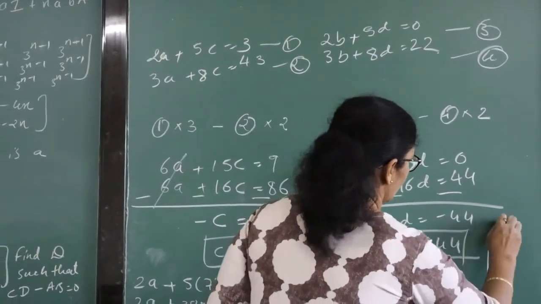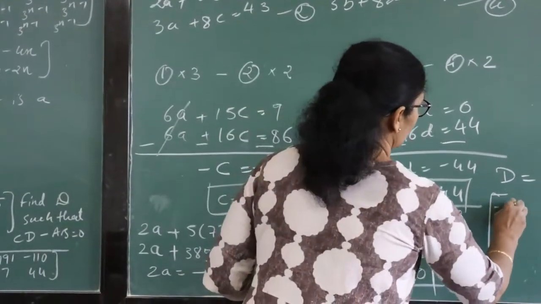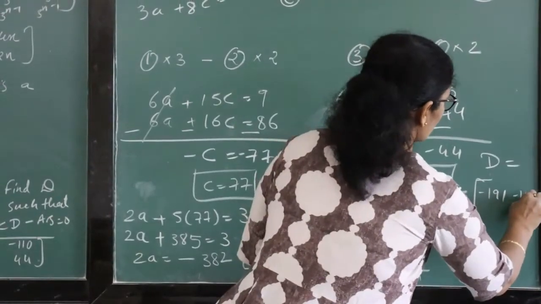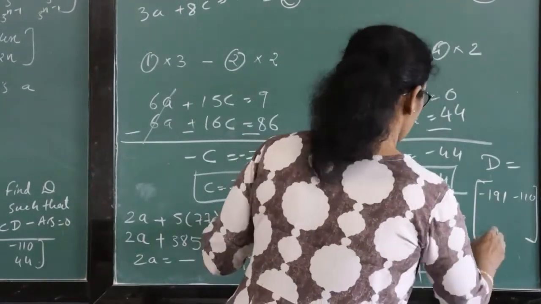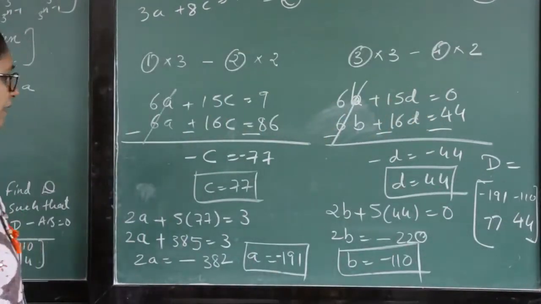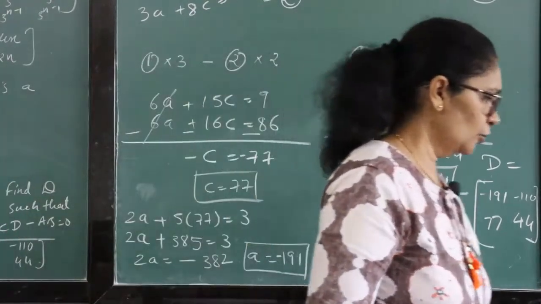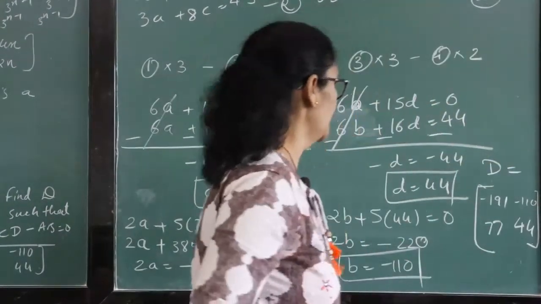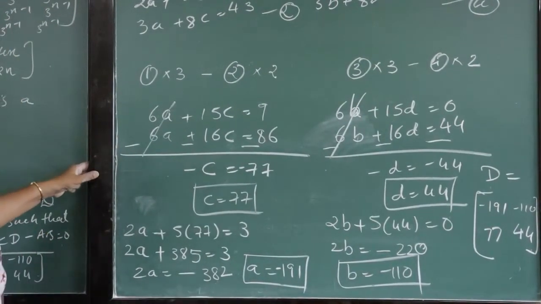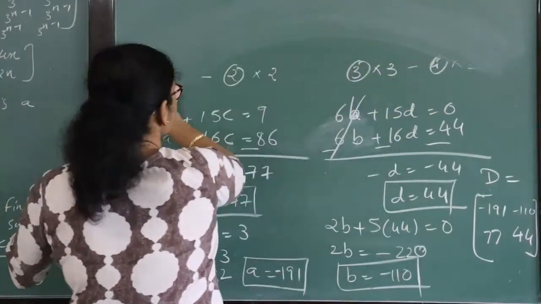First we have to write matrix D equal to, what is the value of a? Minus 191. What is the value of b? Minus 110. c is 77 and d is 44. Now this is your answer of the matrix. This is already solved in your book, but to make it clearer, I have explained the full method on the board. So just check it once, and now we can start our last exercise, exercise number 3.